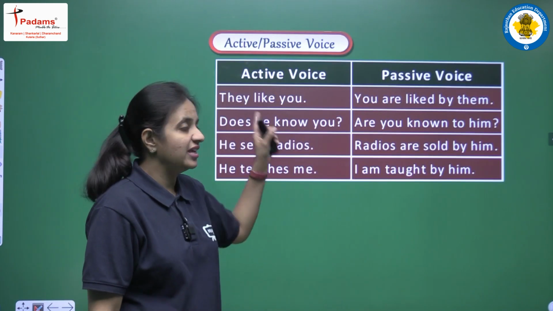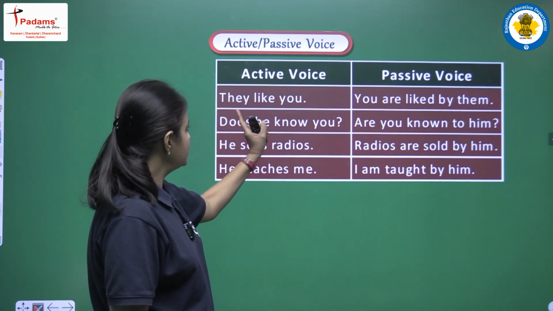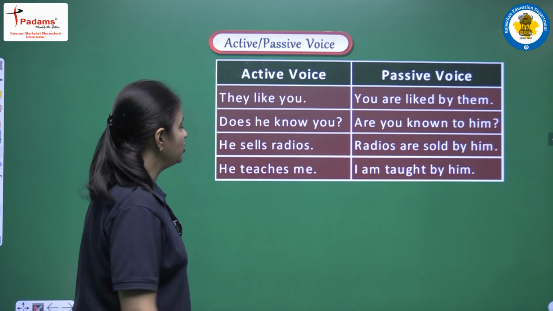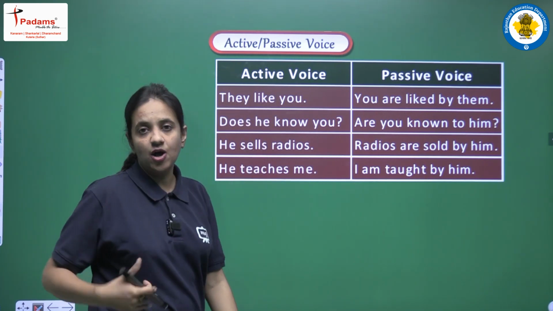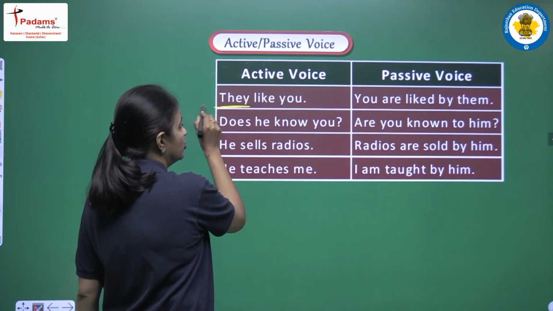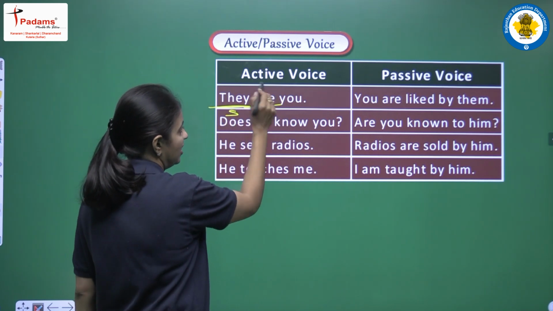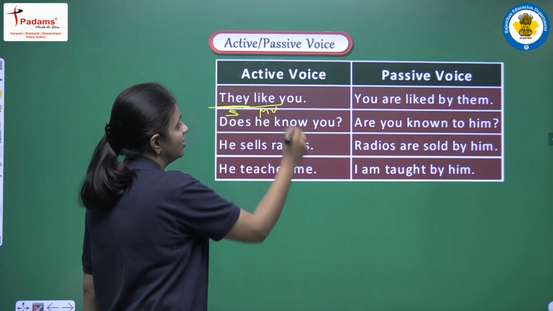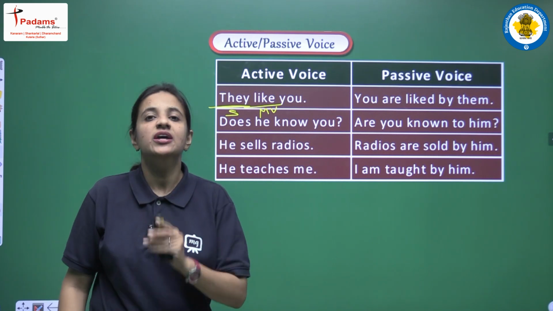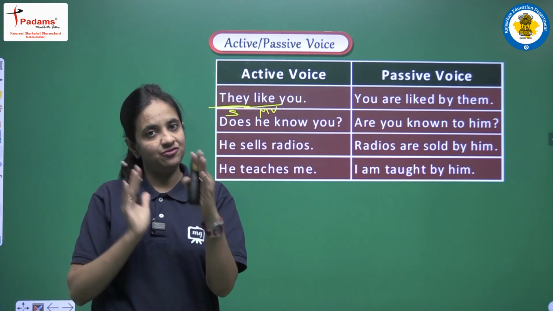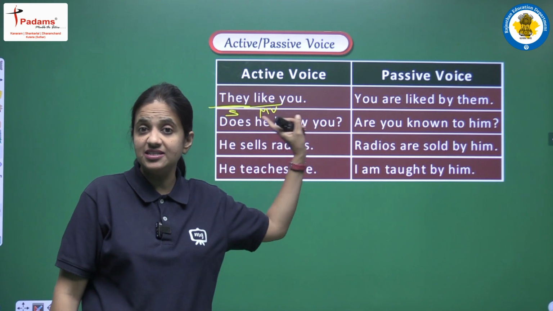So let's see some examples to make this clear. The first sentence we have here is: they like you. So this is present simple tense. How can we say that? They is a plural subject. After that we have like as the main verb. Like is only the first form. So with a plural subject we have the first form. It means we have present simple tense here.